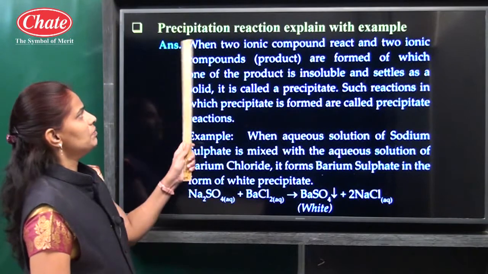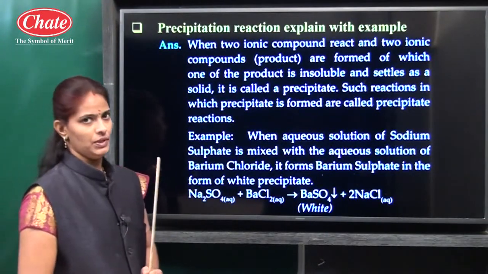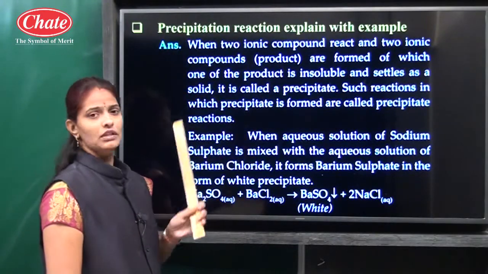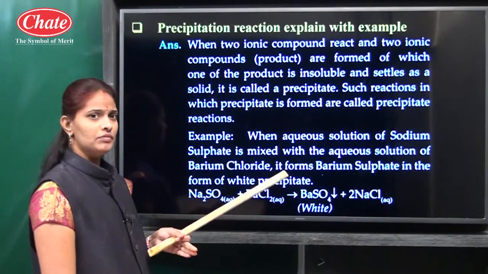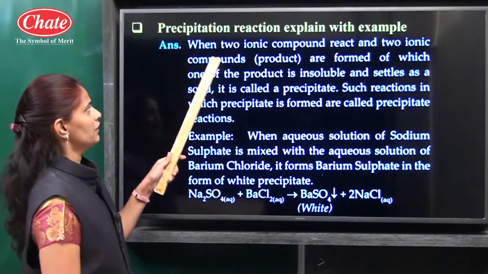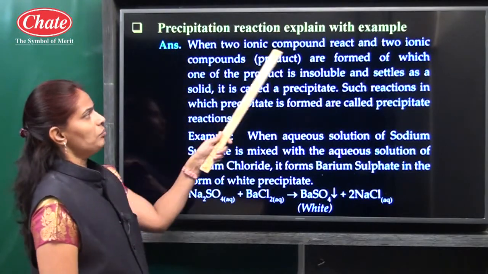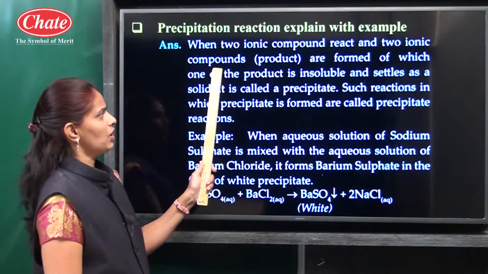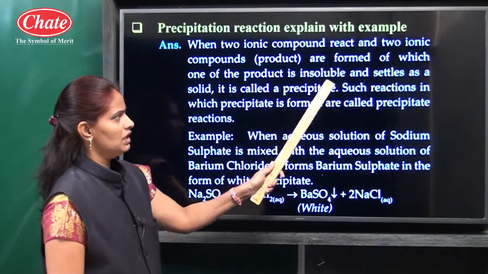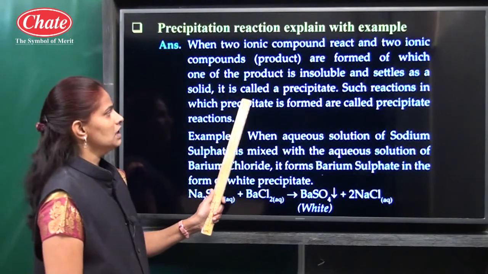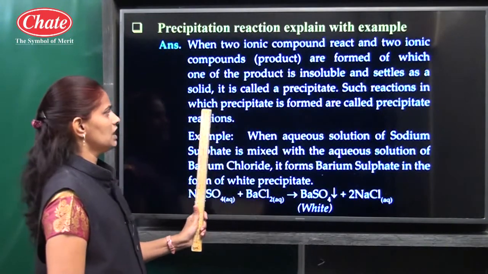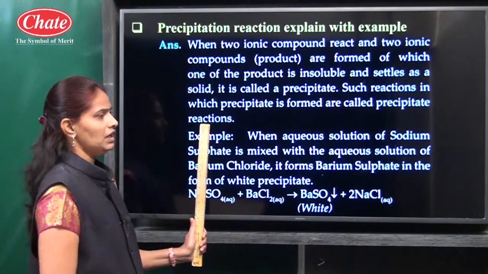Then the next, precipitation reaction, explain with example. Another question is double displacement reaction, explain with example. Okay, these are the same, answer is same, but the question asks differently. When two ionic compounds react and two ionic compounds are formed, of which one product is insoluble and settles as a solid, it is called a precipitate. Such reactions in which a precipitate is formed are called precipitate reactions.